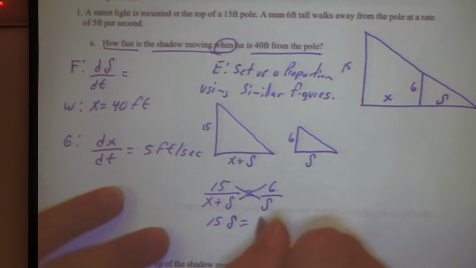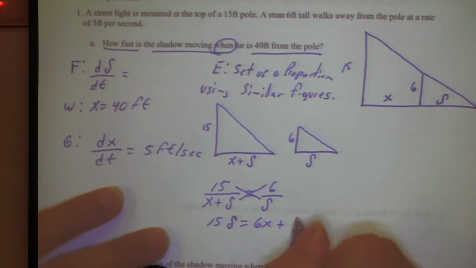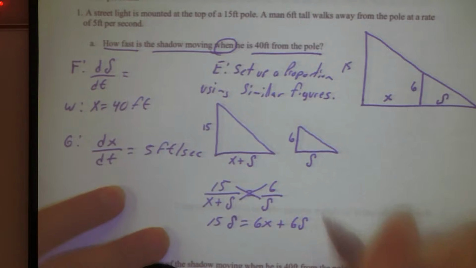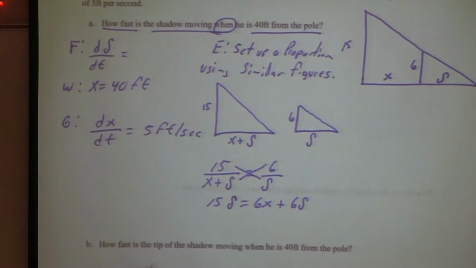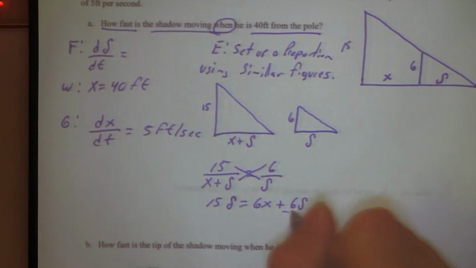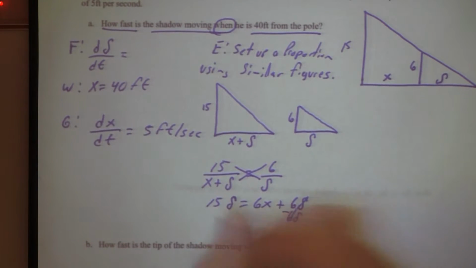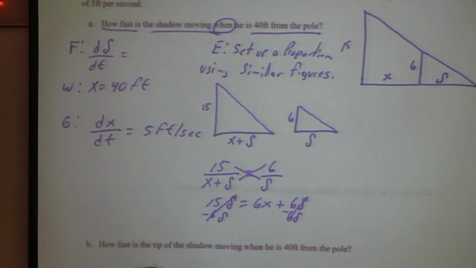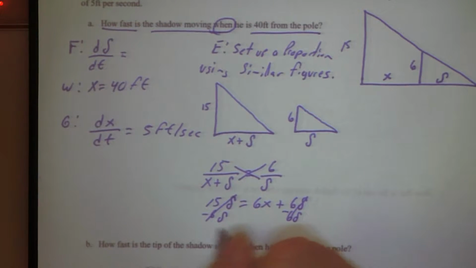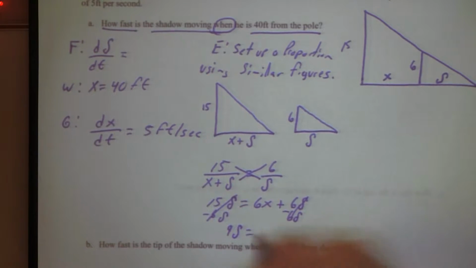Alright, cool. So we end up with 15s is equal to 6x plus 6s. Let's minus that 6s. And we end up with what? 9s is equal to 6x.